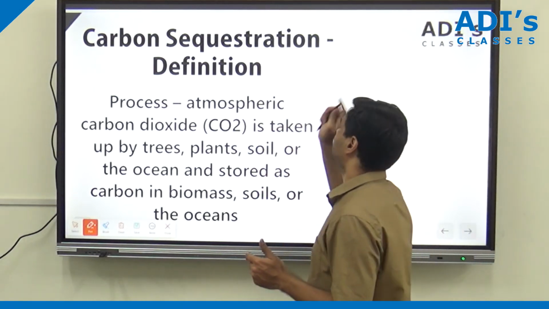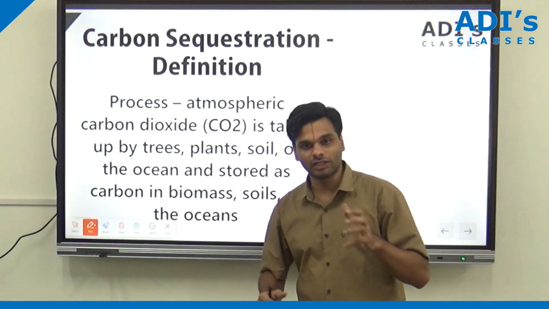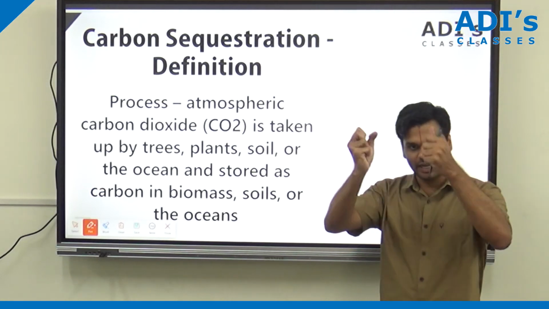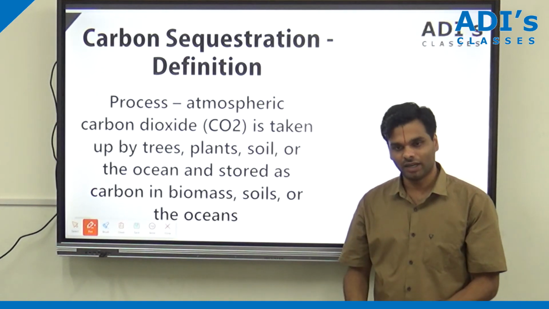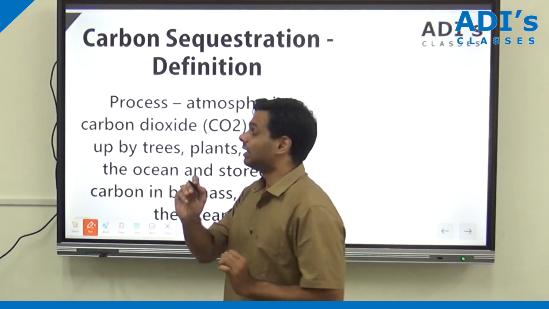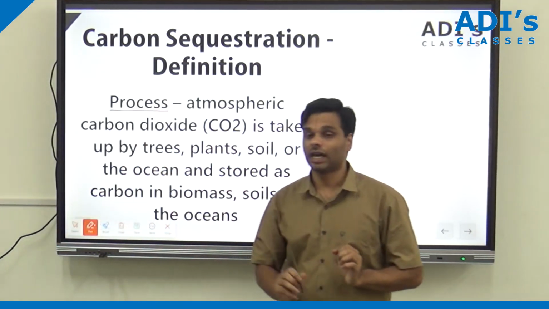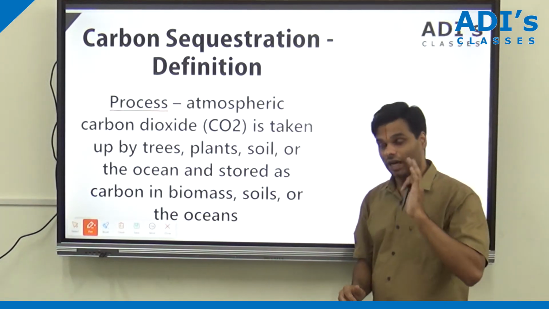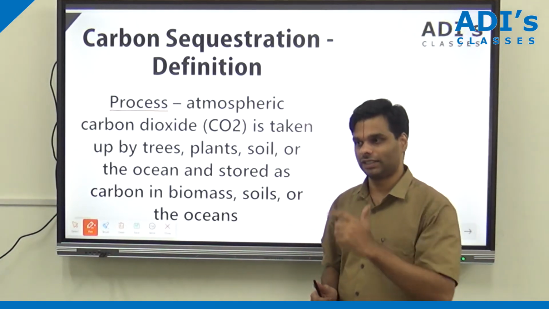The first definition we'll look at is carbon sequestration. Carbon sequestration is a process by which atmospheric carbon dioxide is collected, and it is either stored in biomass or in the soil or in water. This is the definition. Important part: process. Carbon sequestration is a process by which atmospheric carbon dioxide is taken into biomass. That is the first thing that we say.